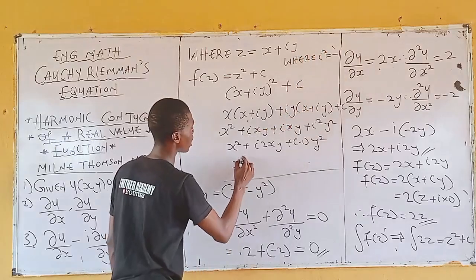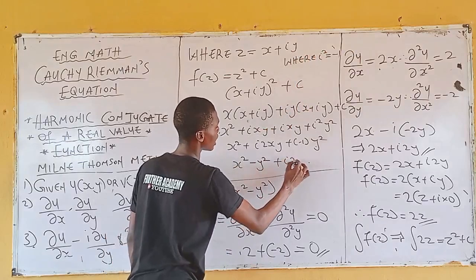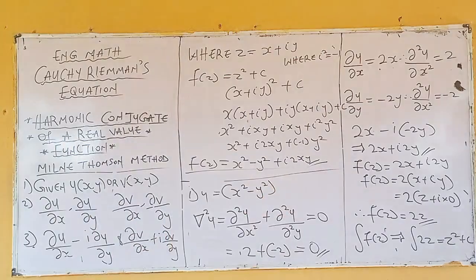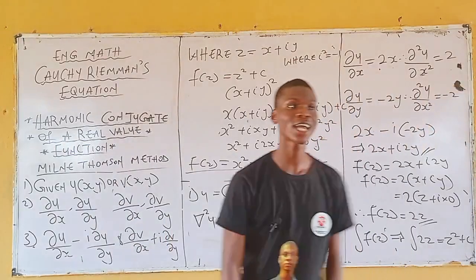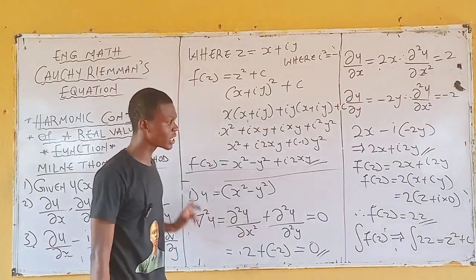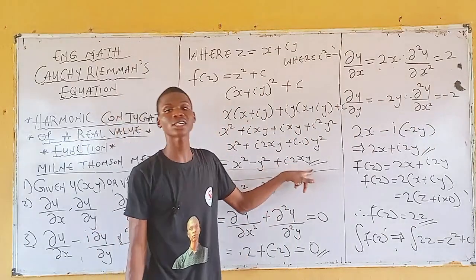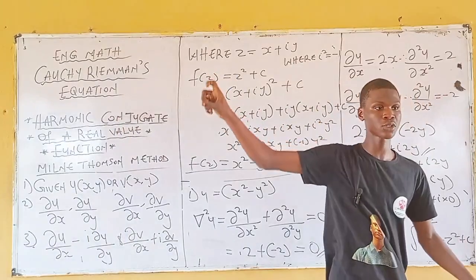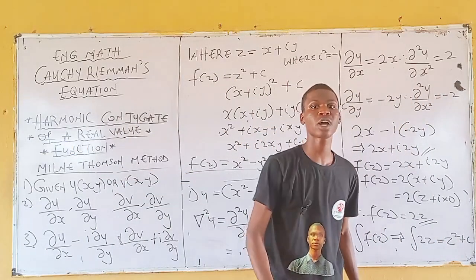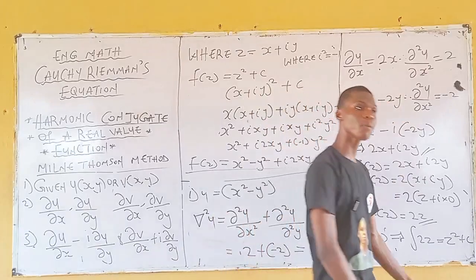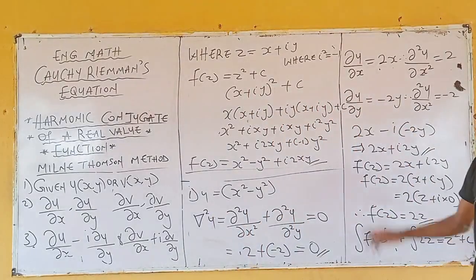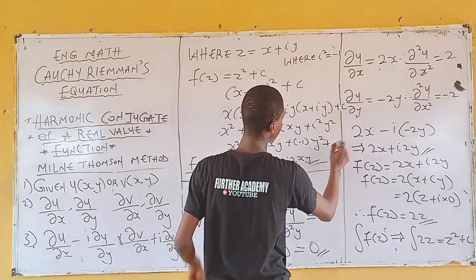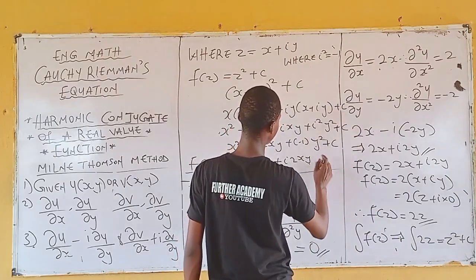So from here, what do I have? x squared minus y squared plus i 2xy. This is equal to f of z. Can you see that? Any question? Given this question, what's the harmonic conjugate? 2xy. Instead of finding the harmonic conjugate and then substituting into the analytic function, we said this particular method helps us to find f of z directly. And we've seen that. I have plus c.